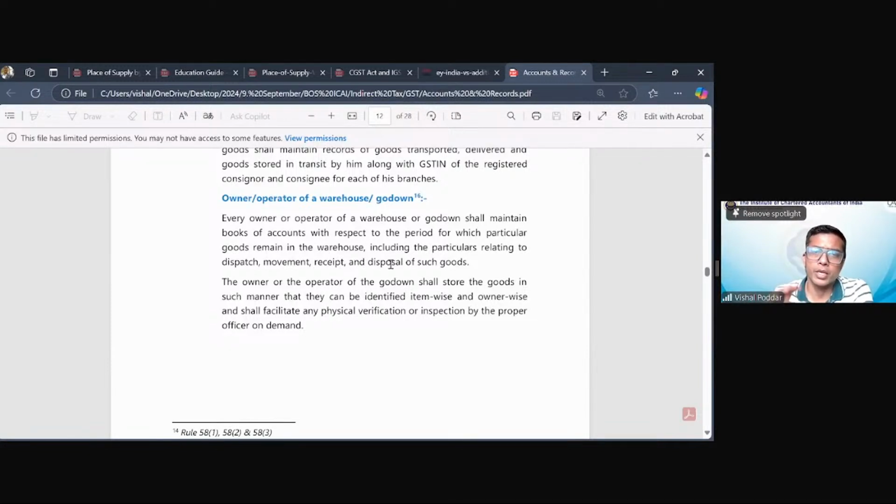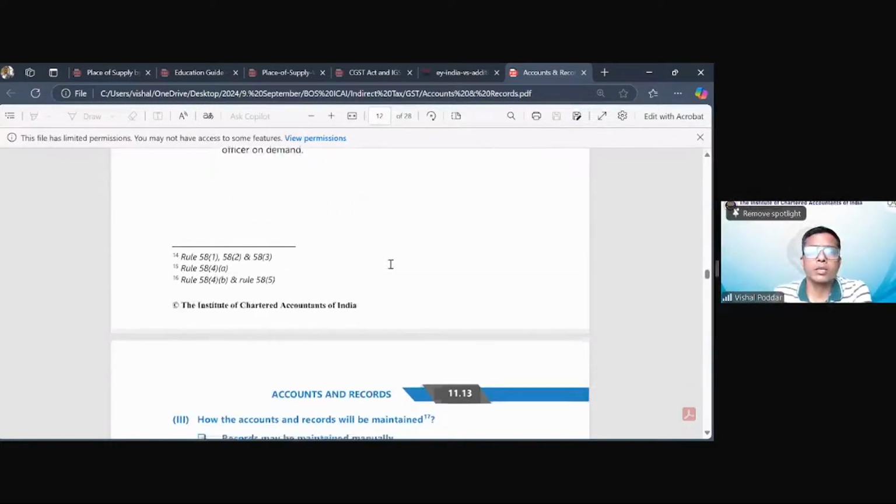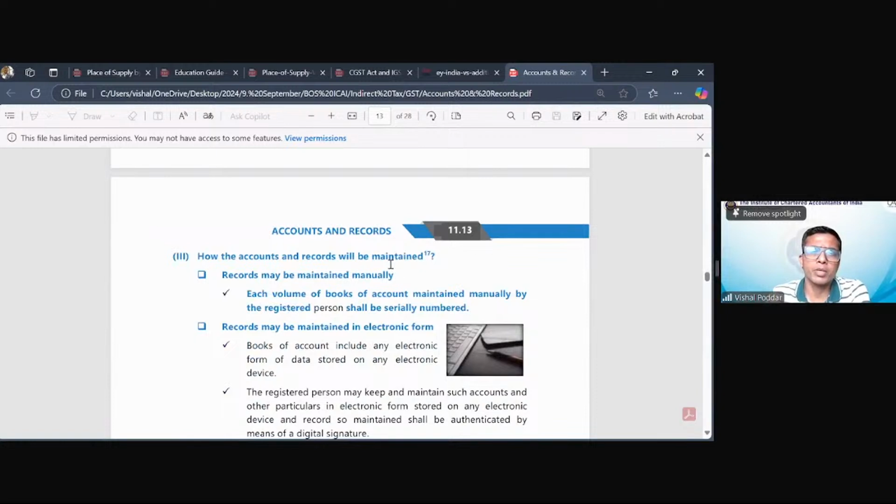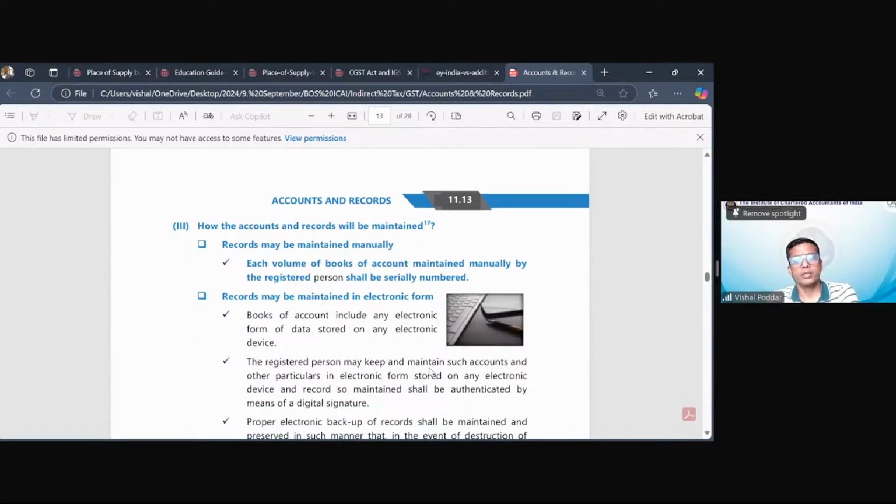So as you can see from the heading itself, now you can understand the nature of details they are asking for and why. From a transporter, the nature of detail is different, and from a clearing and forwarding agent and from a warehouse keeper, the things are changing slightly. There may be something common, but otherwise many things are specific to that particular person.